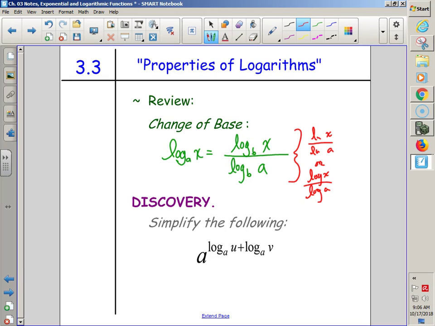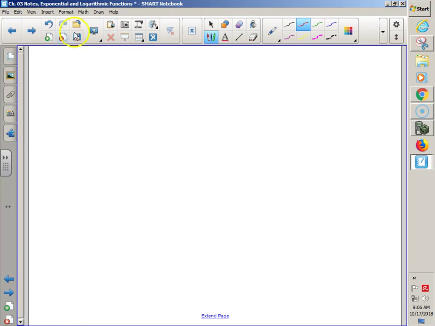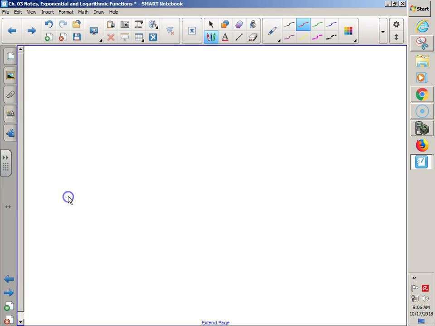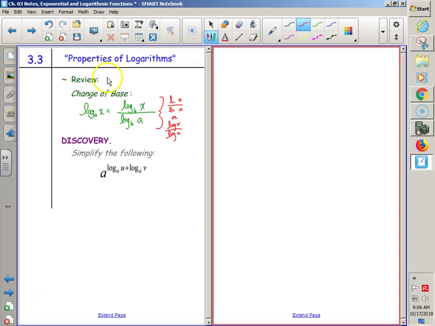So, however much space that needed, Kyle. There you go. Discoveries. Simplify the following. Instead of making the page a little bit longer and a little bit more squished, let's go ahead and take a new page for this and say, how can we legally simplify that? What do some of you guys think? I'm just going to rewrite it. You only have to write it once.